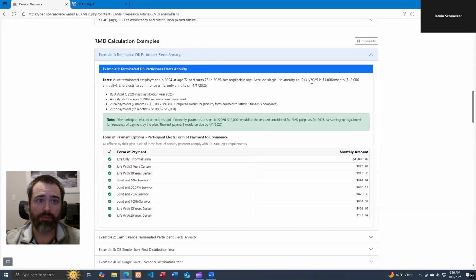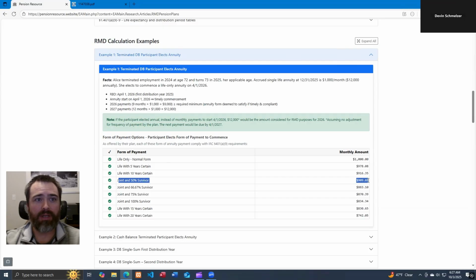And by default, assuming she's not married, then $1,000 per month would need to start as of April 1st if the participant doesn't complete any paperwork. If married, then the default J&S form of payment would start here. And this plan's default at 50% is $909.69, which would need to commence at April 1st, unless election forms were completed.